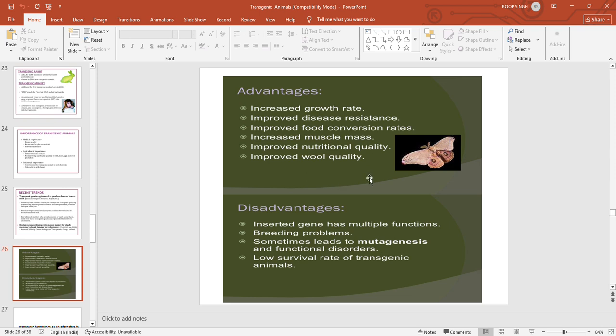But there are some disadvantages also. The inserted gene has multiple functions. Breeding problems can occur with transgenic animals, so this has to be taken care of. Sometimes it leads to mutagenesis, so this also has to be addressed. Low survival rate of transgenic animals is another disadvantage.